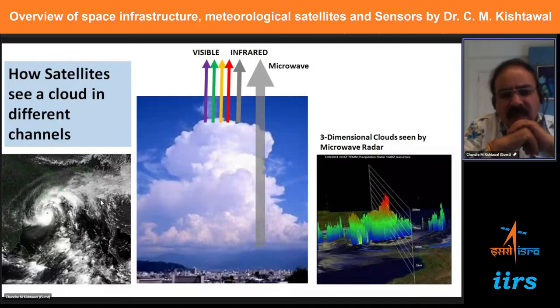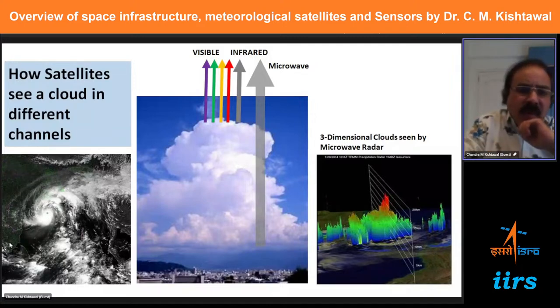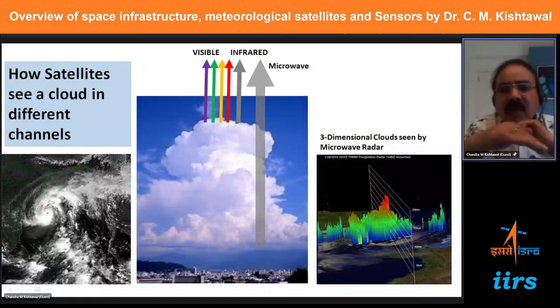So you don't know what is below. Suppose there is one more cloud below this cloud, say just 500 meters below. You will not be able to see that cloud from the infrared satellite. So multi-layer clouds, and particularly the warm clouds, are very difficult to detect. A lot of rainfall is brought by the warm clouds. Warm clouds means the clouds which are very near to the ground.